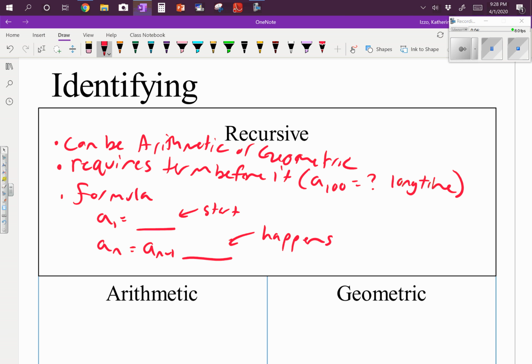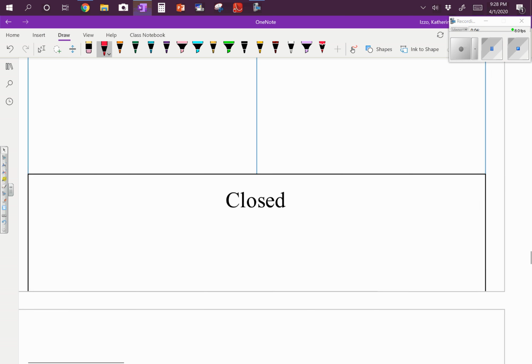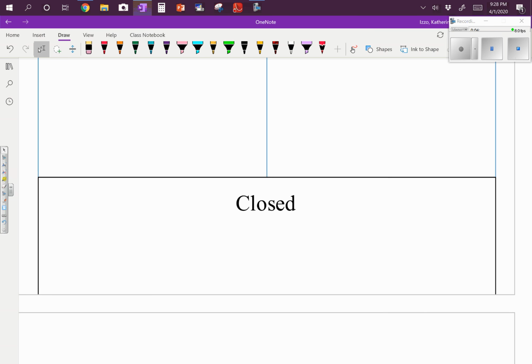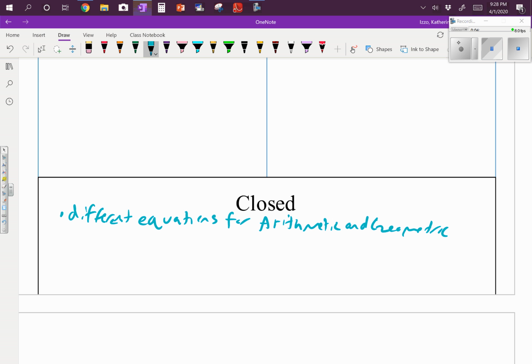That's the recursive form. The closed form is at the bottom. Closed form can also be used for arithmetic and geometric, but there are different equations for arithmetic and geometric. There are different types. They are all both on the reference table.